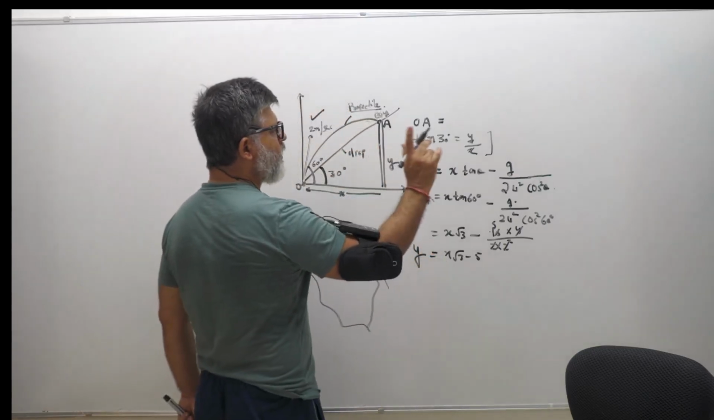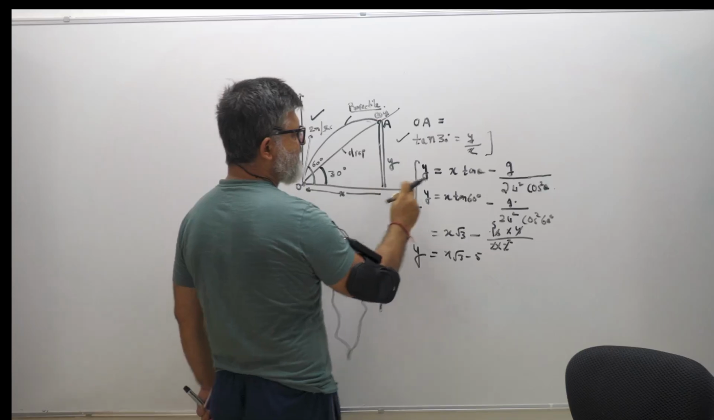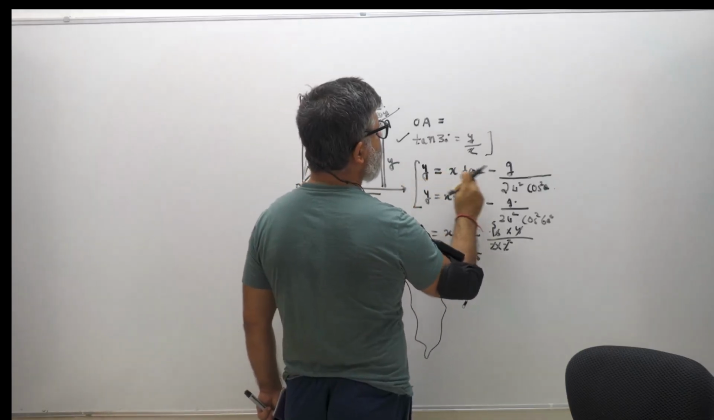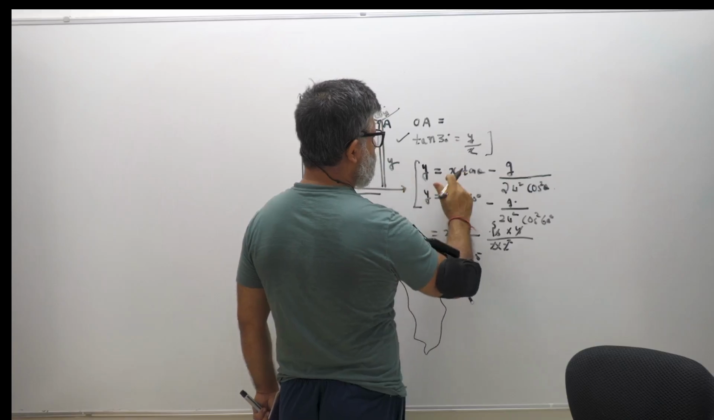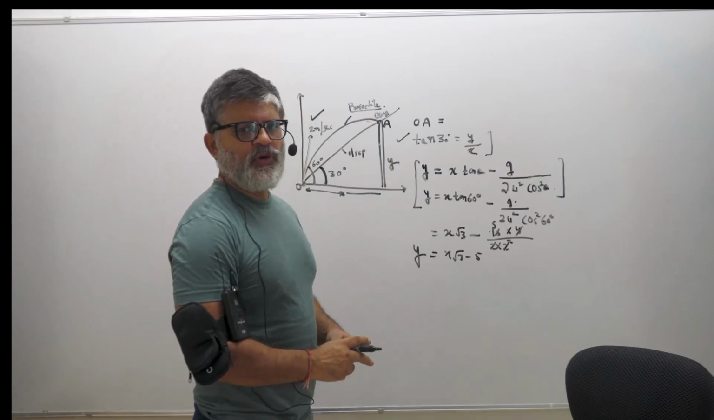So I get two equations, one from the displacement, which is this, using the tan. The second is the equation of the projectile, okay? So this is a very important equation, by the way, okay?